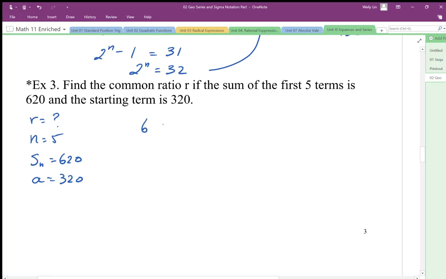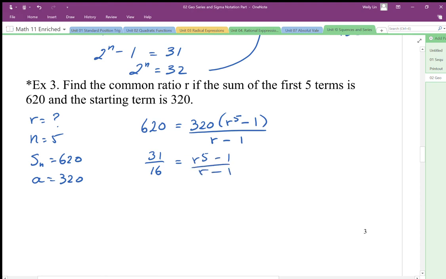So 620 is equal to A times r to the power n minus 1 all over r minus 1. So there's our equation. Now I can simplify this a little bit, and I can divide both sides by 320. So that's going to be 620 divided by 320. Well, I can divide by the common 20 here, so I end up with 31 over 16. And this is equal to r to the power 5 minus 1 over r minus 1.